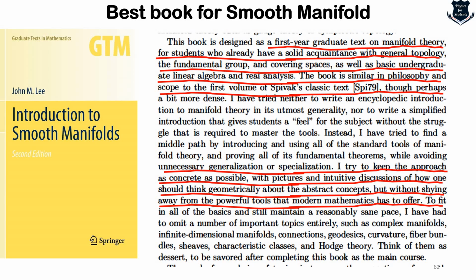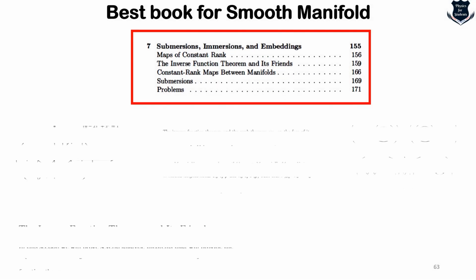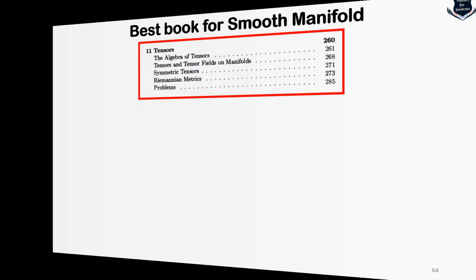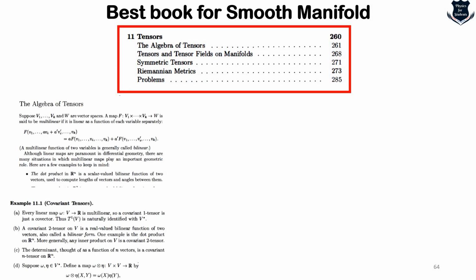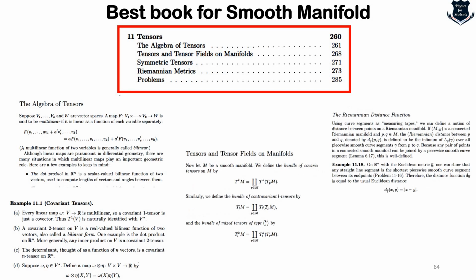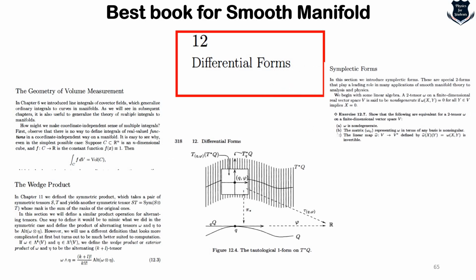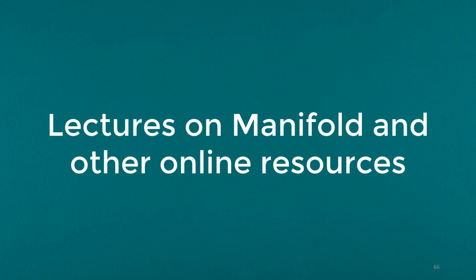So, you understand that he is trying to give you the geometric understanding. Why? Because abstract concepts sometimes become very difficult. But remember that you need to have a basic understanding of general topology. So here is a brief look at the contents of the book. It contains submersions and immersions, etc. Then it contains the tensor parts. I've just highlighted the major part, the algebra of tensors, etc. Then it contains differential forms, the geometry, volume, measurement, symplectic forms, etc.